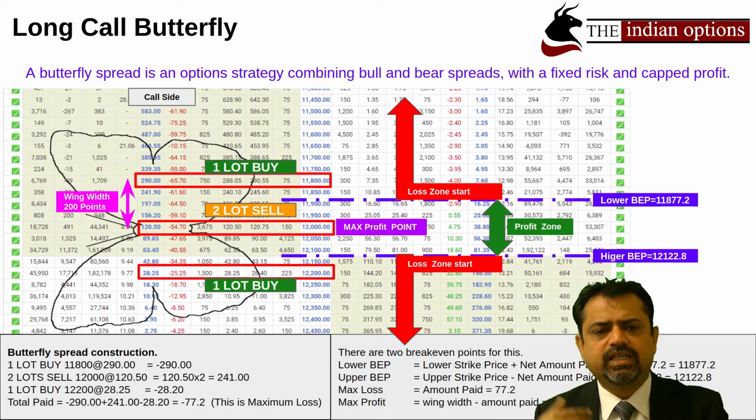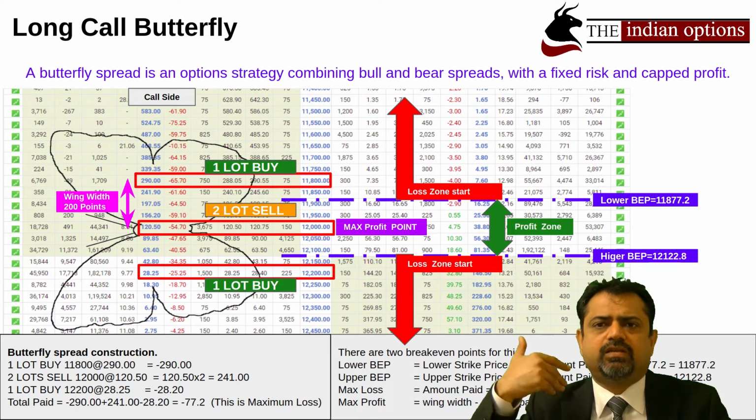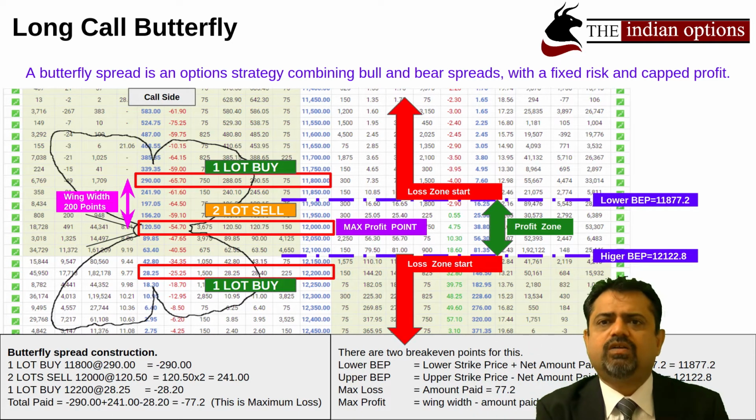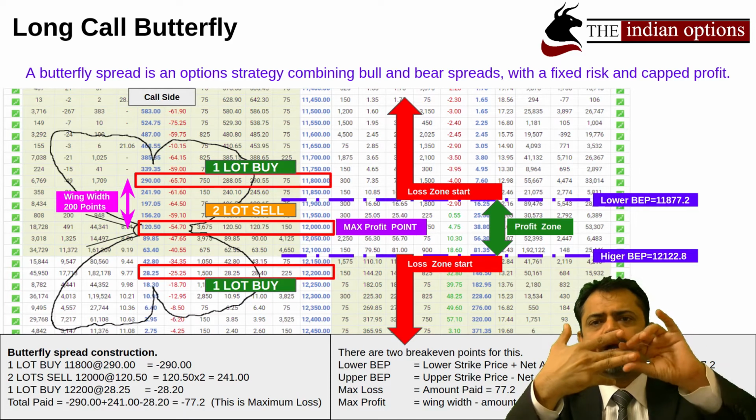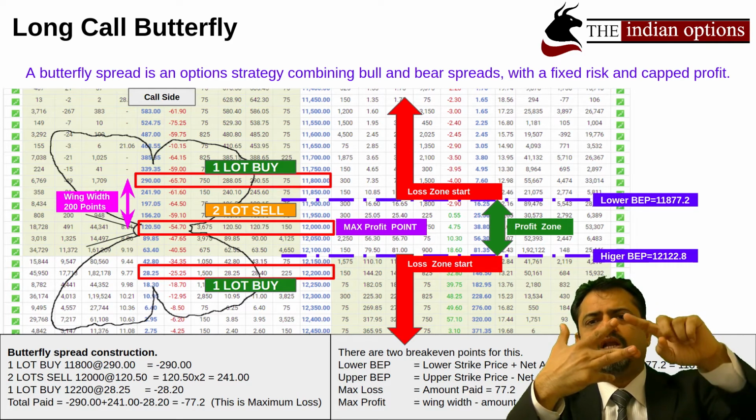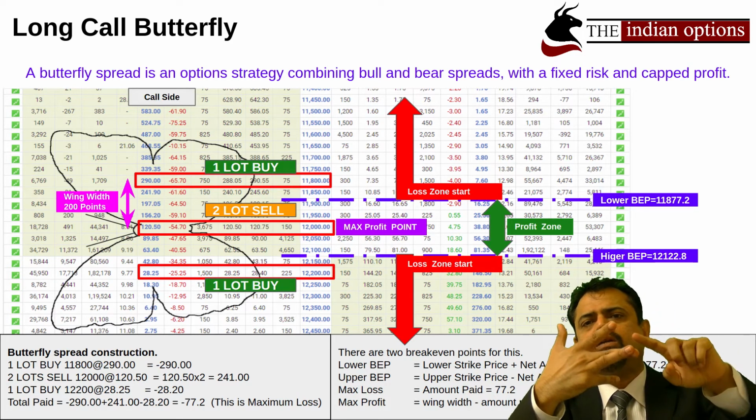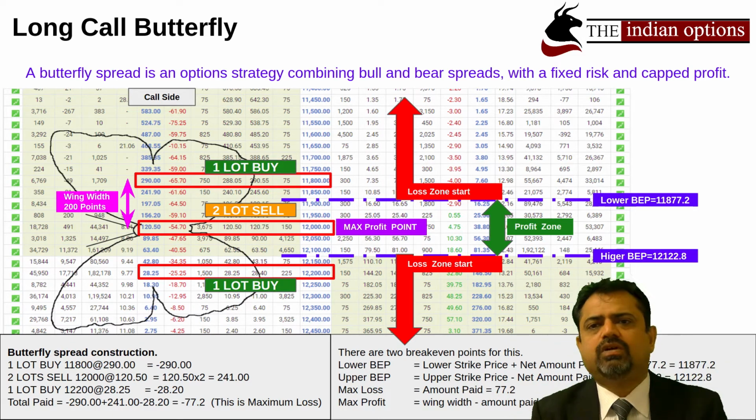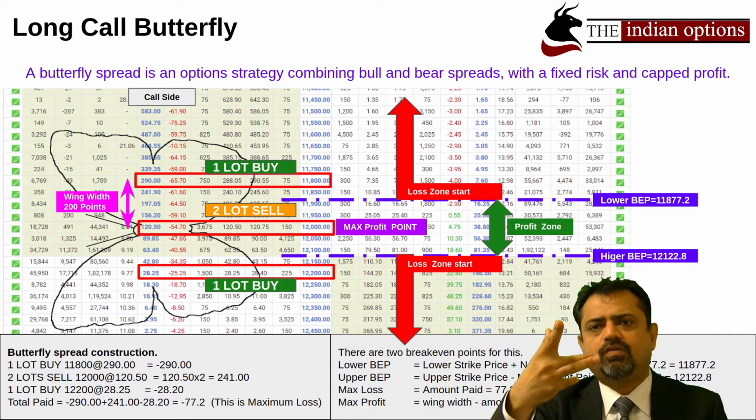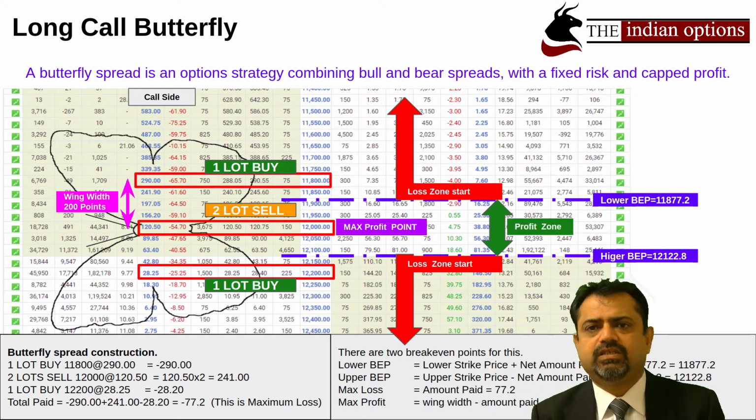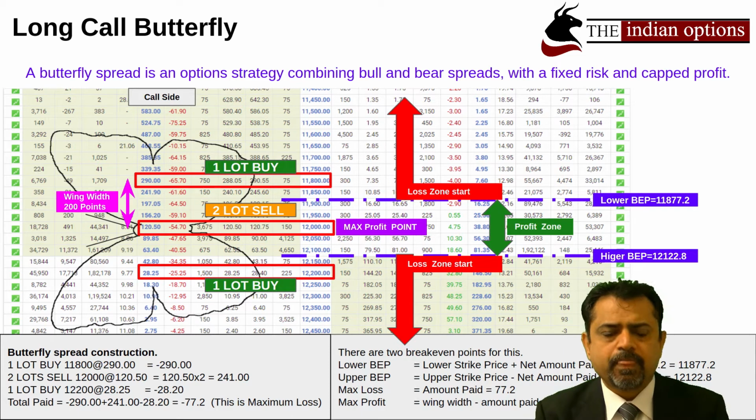So in this butterfly, if you observe it properly, it is like two vertical spreads. We have already learned what a vertical spread is. Now here we are doing two vertical spreads, but the middle part is overlapped. That's why they have 1 2 1, 1 2 1. So that's how it is made. So the middle part is always double the volume of the wings. Just please remember this.